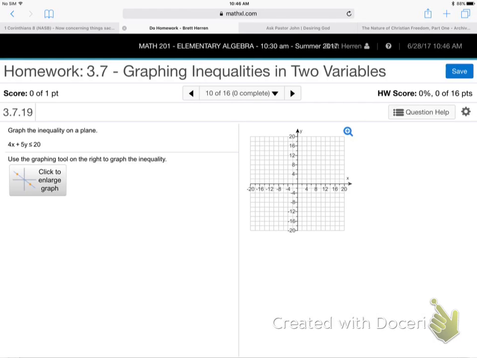The section 3.7 will be on the test, correct? Right. That's the last section that's on the test. We're about wrapping up the test stuff here.